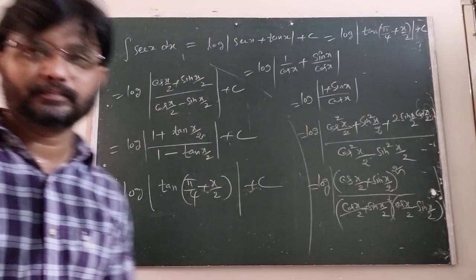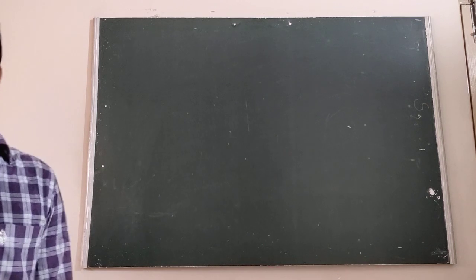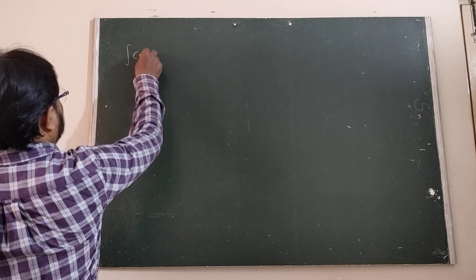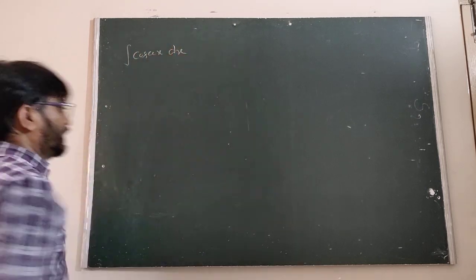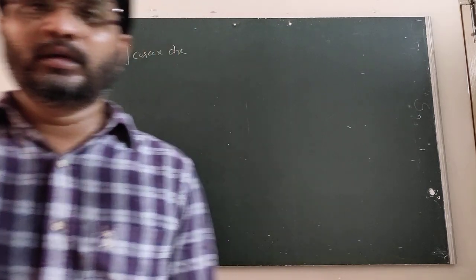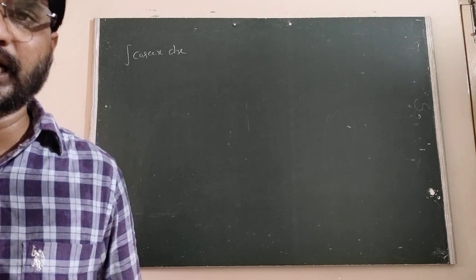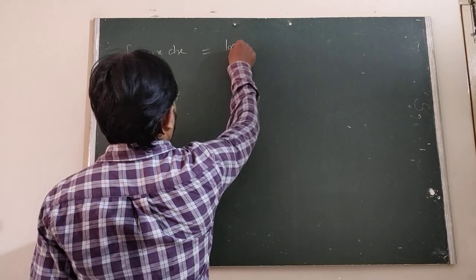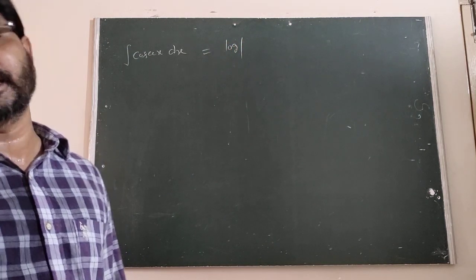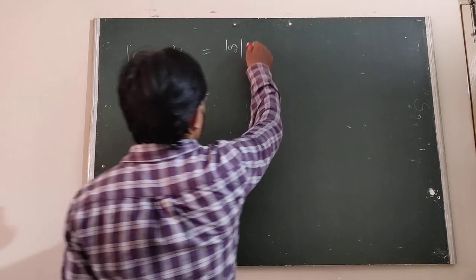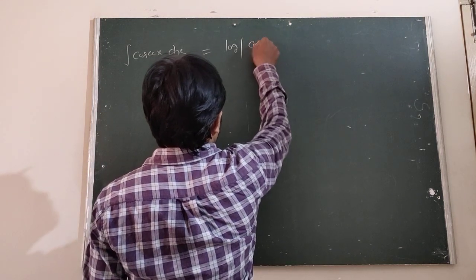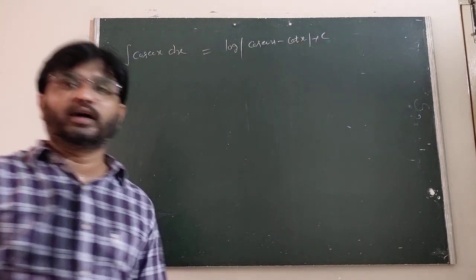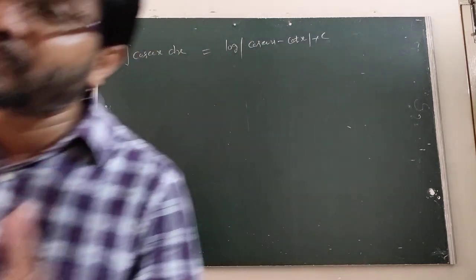Okay. So now we have to evaluate the integral of cosecant x dx. So now we are going to discuss the integral of cosecant x into dx. Therefore, this is log mod of cosecant x minus cot x plus c, and another one, log mod of tan x by 2.